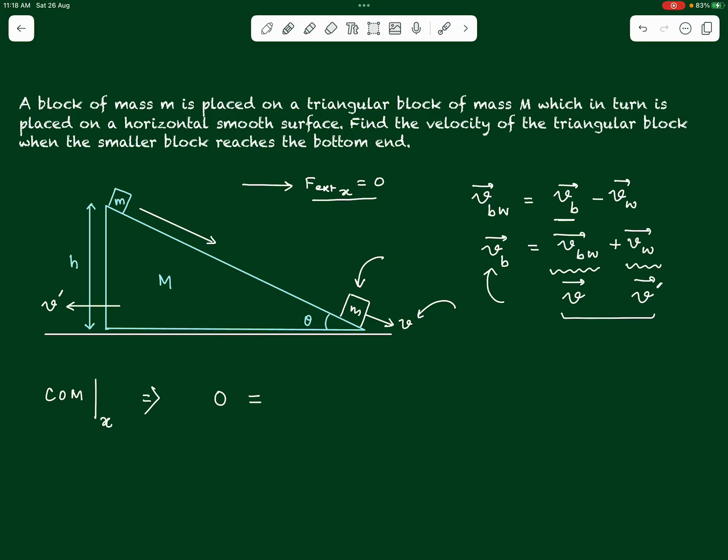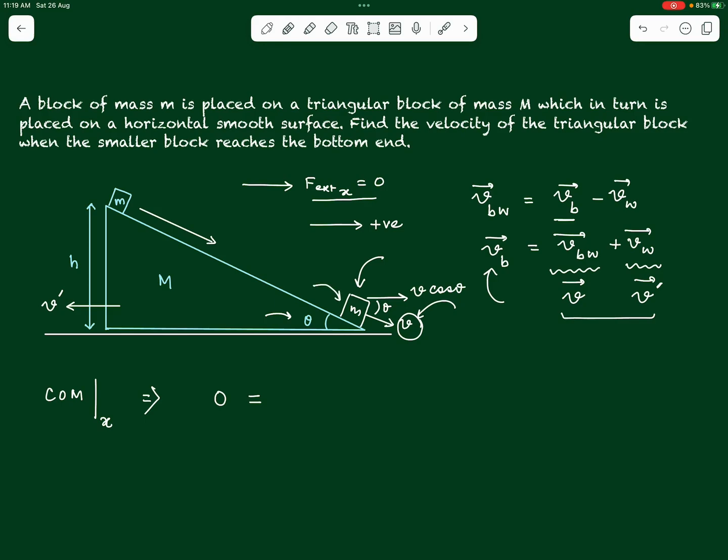This should be equal to the horizontal momentum of the block small m plus the horizontal momentum of the block capital M. Now, if we consider the rightward direction positive, understand that we can take the component of this v along the horizontal, and if this angle is given to be theta, this angle will also be theta, so that this component comes out to be v cos theta. So the block's velocity component along the rightward direction with respect to the wedge is v cos theta.